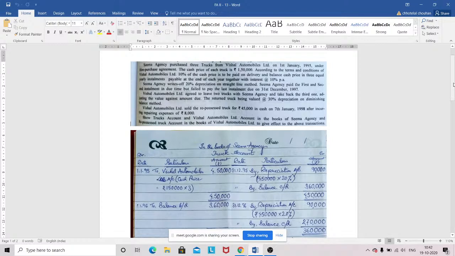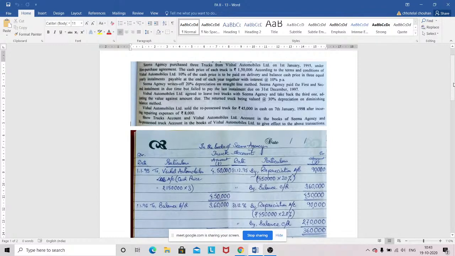Okay, so 1,50,000 is the cash price of one truck. Just consider one truck and you can easily calculate for the 3 trucks. Out of 1,50,000, 10% is paid on delivery, so 10% is the down payment. 1,50,000 into 10% is 15,000. 1,50,000 minus 15,000, so 1,35,000 is the total value of the installments, or you can say the principal value of the installments. If I divide it by 3, 1,35,000 divided by 3 will be 45,000, I guess.